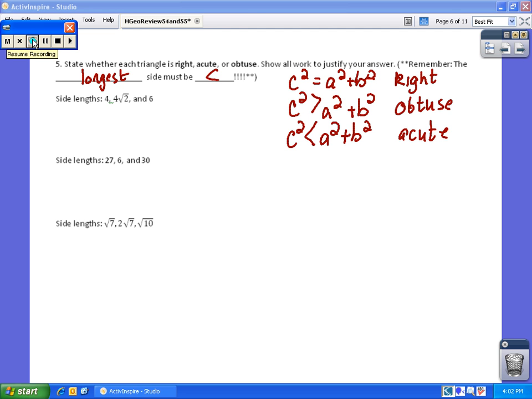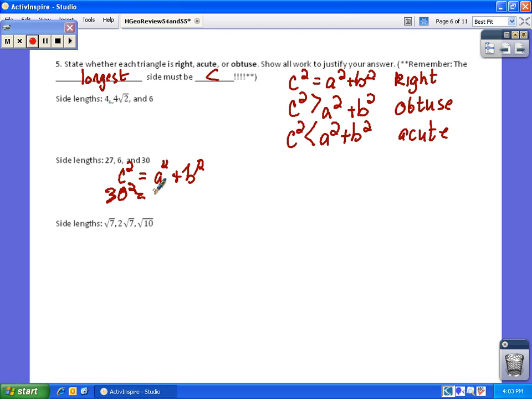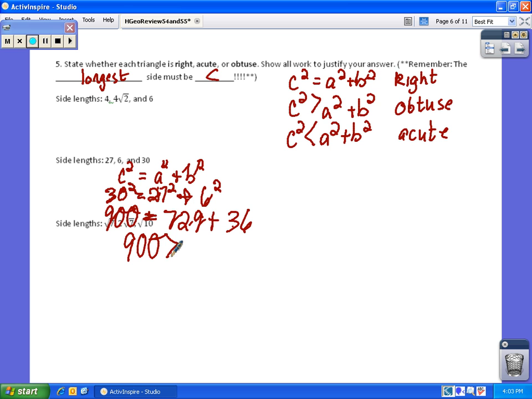My second problem, my side lengths are 27, 6, and 30. Again, remember, the longest side must be c. So I'm going to plug in 30 for c. Doesn't really matter which one's a and b. 27 for a and 6 for b. 30 squared is 900. 27 squared is 729. And 6 squared is 36. And I find that 900 is greater than 765. So this is an obtuse triangle.